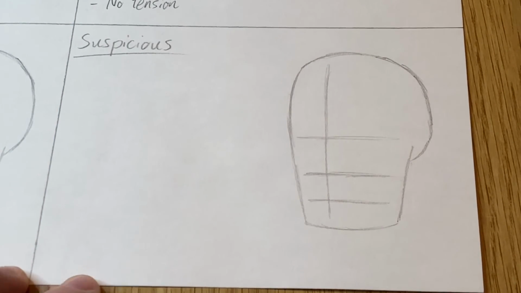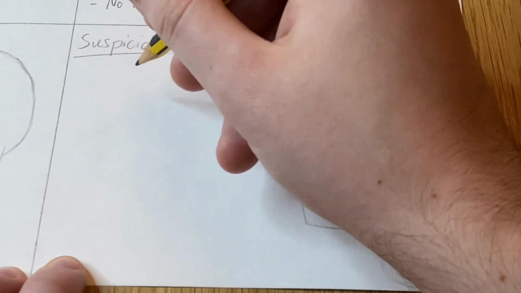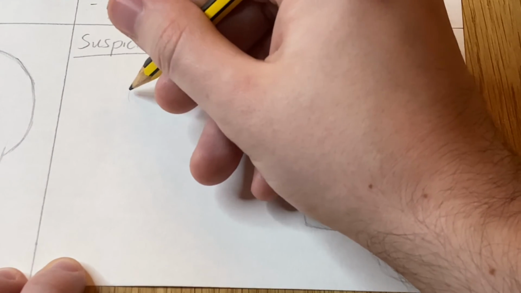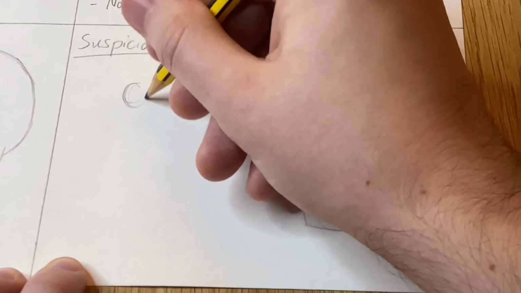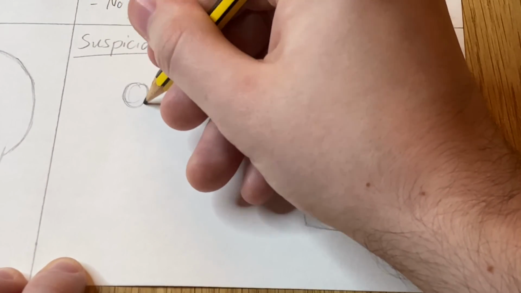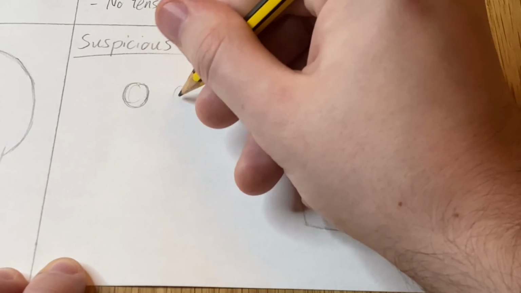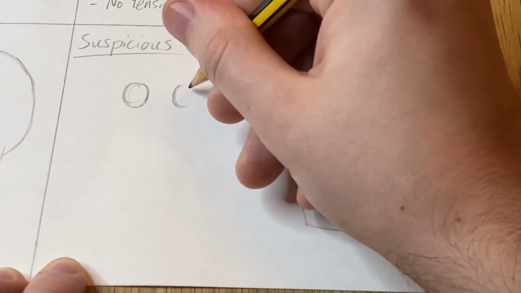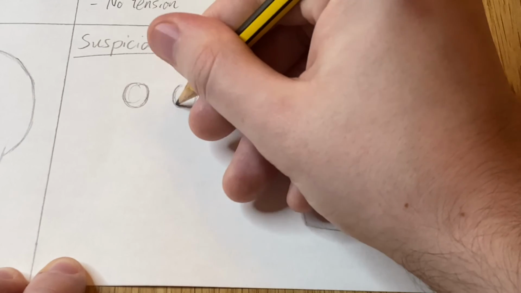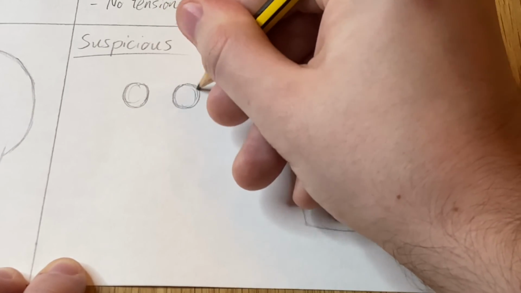And our last one that we have is suspicion. So with suspicion, it's sort of a mix between confusion, anger. It's a very sort of complicated emotion, but it is quite simple to draw. It's a weird sort of balance, actually.